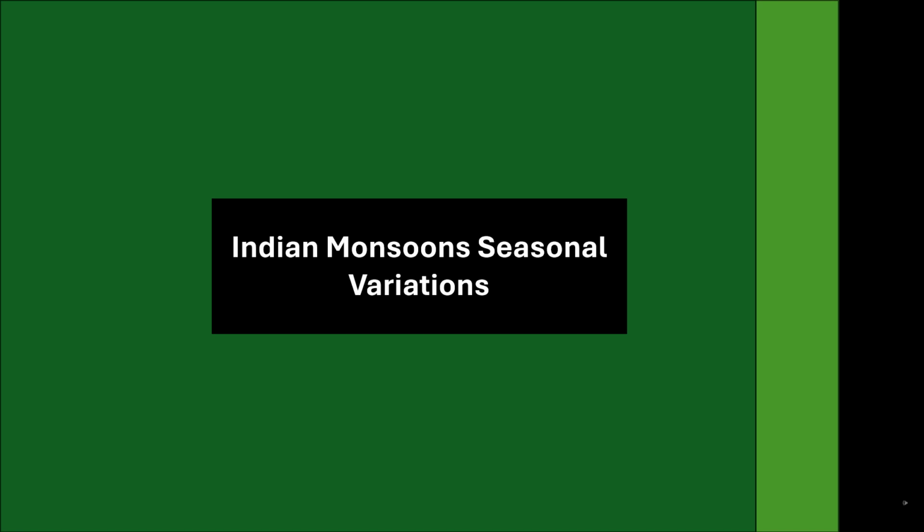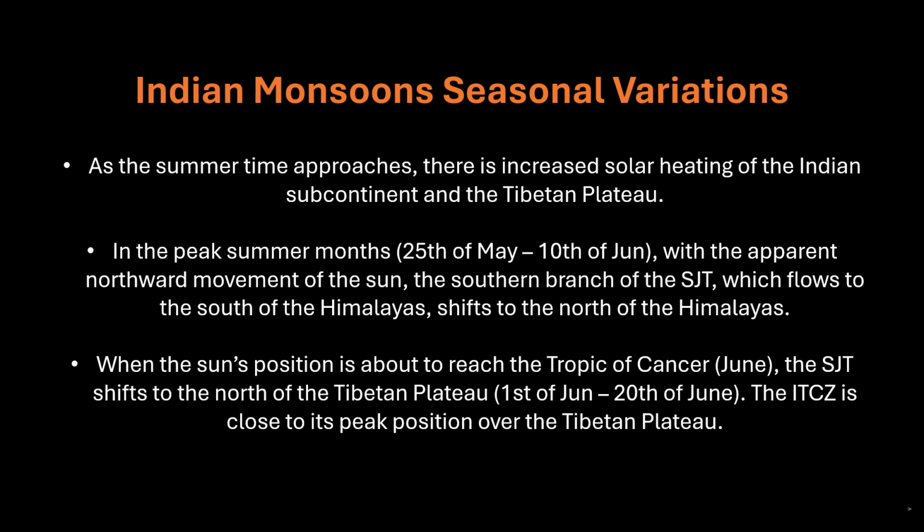Indian monsoons seasonal variations. As the summertime approaches, there is increased solar heating of the Indian subcontinent and the Tibetan Plateau. In the peak summer months, 25th of May to 10th of June, with the apparent northward movement of the sun, the southern branch of the STJ, which flows to the south of the Himalayas, shifts to the north of the Himalayas.